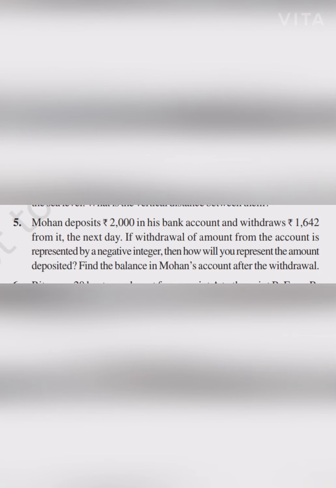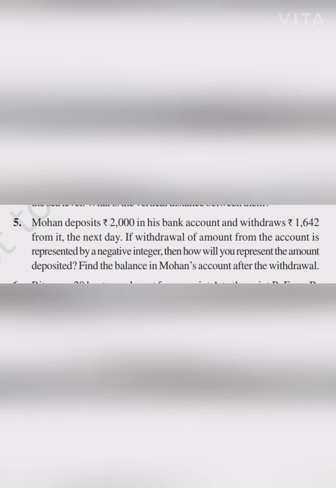Fifth question. Mohan deposits 2000 rupees in his bank account and withdraws 1642 rupees from it the next day. If withdrawal of amount from the account is represented by a negative integer, then how will you represent the amount deposited? Find the balance in Mohan's account after the withdrawal.